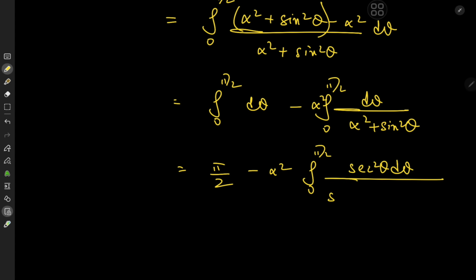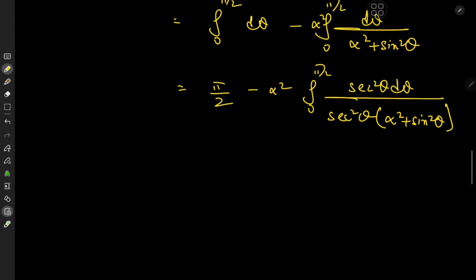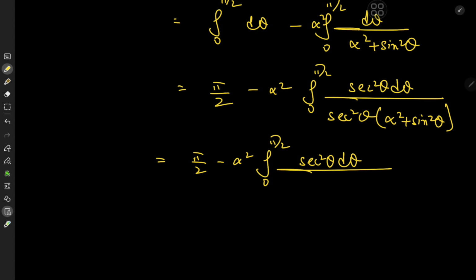The reason for that being that, well, sine times secant is, of course, tangent. And tangents and squared secants go quite well with each other. So we have (pi over 2 minus alpha) squared times the integral from 0 to pi over 2 of secant squared theta d theta over alpha squared times secant squared, being 1 plus tangent squared, plus tangent squared theta. I'm just quickly going through the simplifications there.